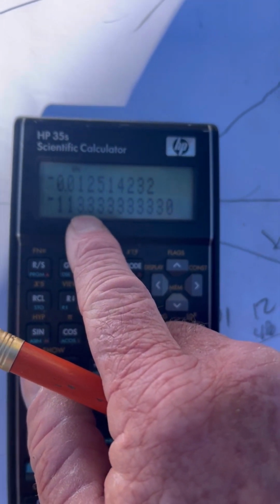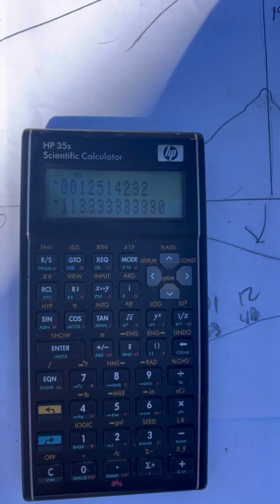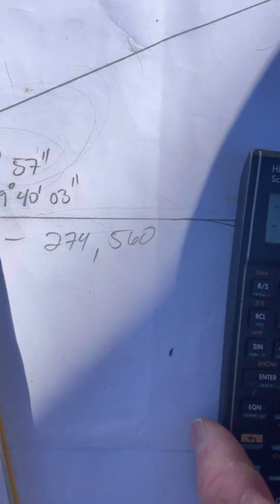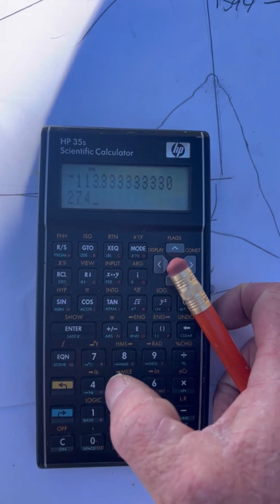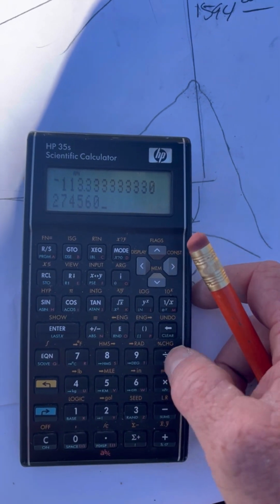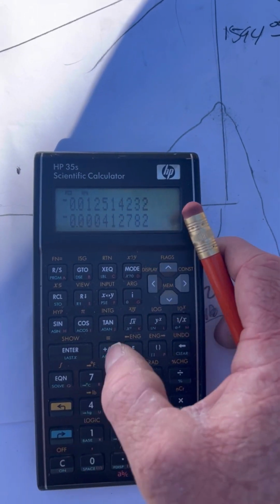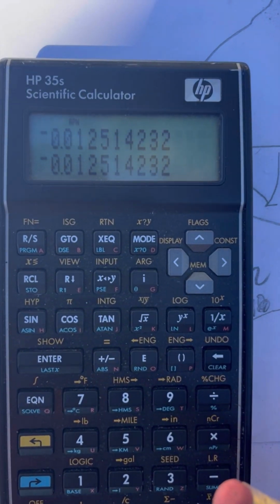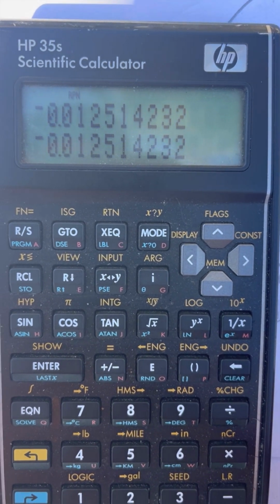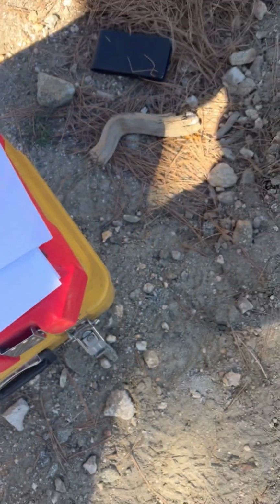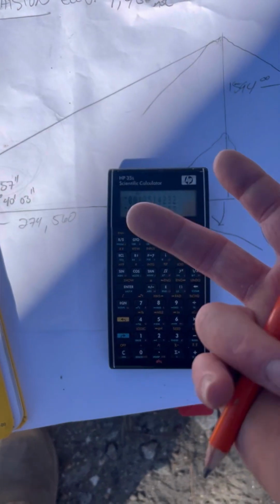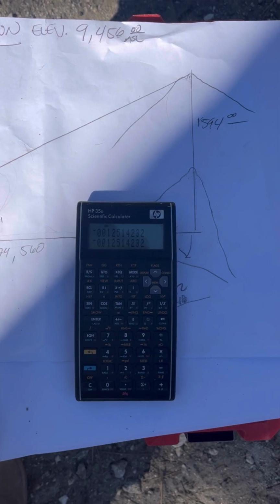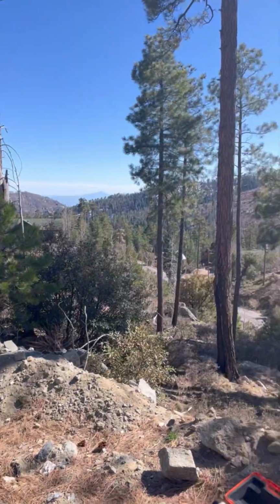I have a negative, and that makes sense because I'm looking down at a mountain because of the curvature of the earth. So I'm going to take this and divide it by my run of 274,560. I'm going to hit the arc tangent of that because I want the angle, and turn this into degrees, minutes, and seconds. And I get a negative 0.125. So this matches extremely close to the prediction that we would get using the 8 inches times a mile squared to what we just saw in the total station.